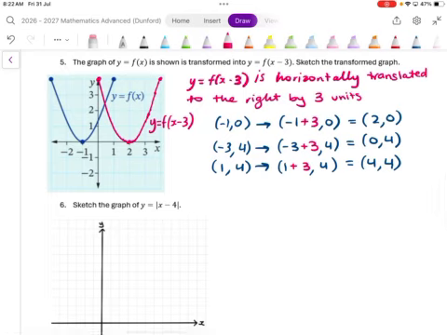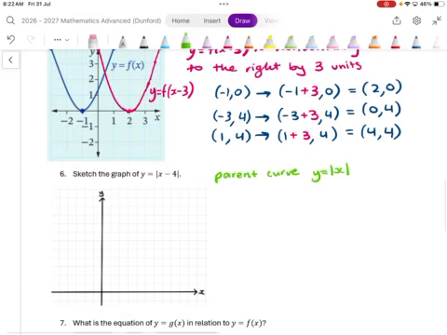Okay, the next one that we're going to do is we want to sketch the graph of y equals the absolute value of x minus 4. So what we have here is an absolute value graph. So we have that our parent curve is y equals the absolute value of x. Now, when we sketch our curve y equals the absolute value of x, it looks like a V.